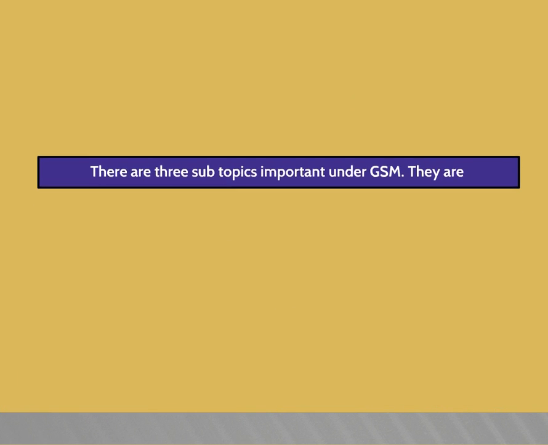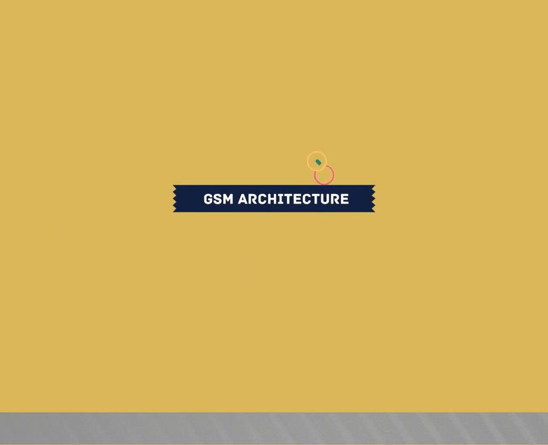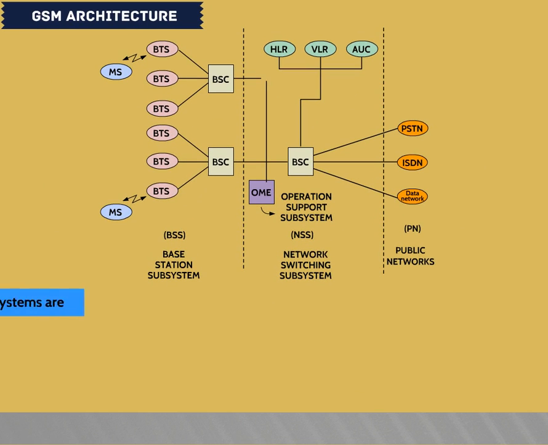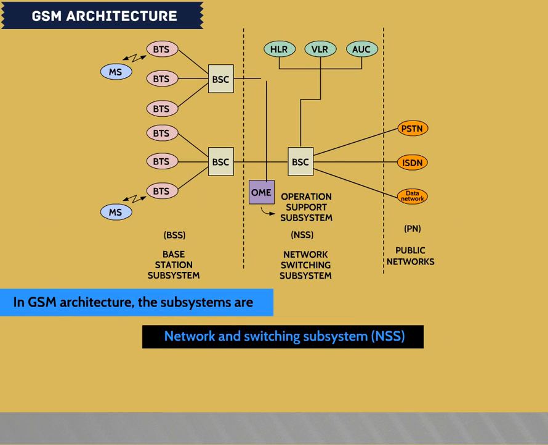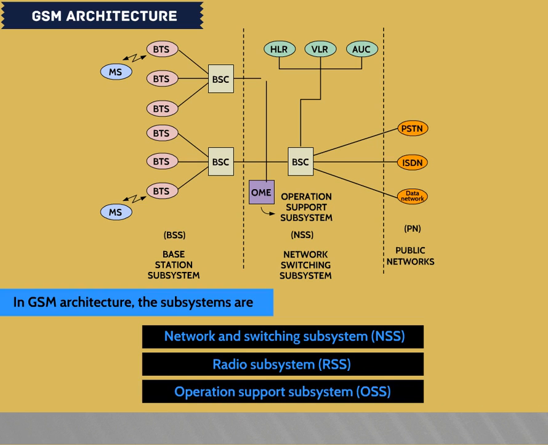There are three subtopics important under GSM. They are GSM architecture. In GSM architecture, the subsystems are Network and Switching Subsystem, that is NSS, Radio Subsystem, that is RSS, Operation Support Subsystem, that is OSS.